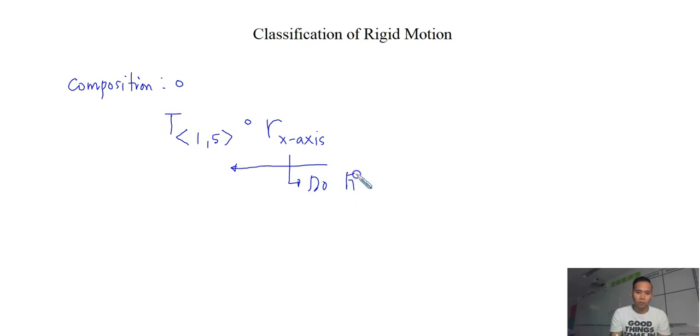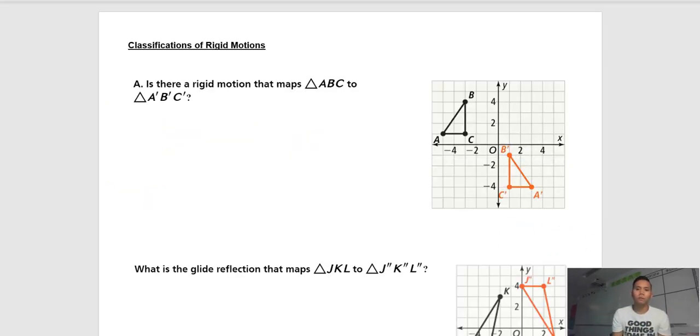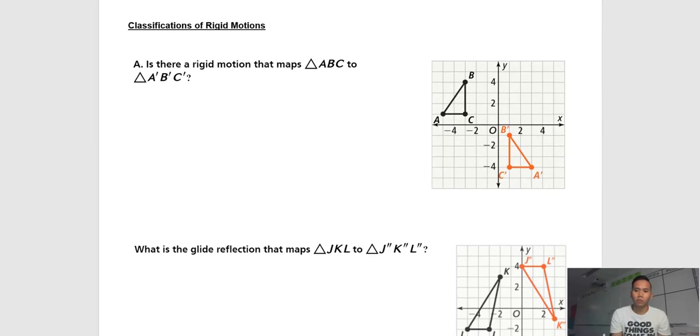So again, you have to do this first, and then, sorry for my penmanship there, you do this second. This is the second thing you have to do. So it's like from right to left. Okay, so let's proceed with our first example. Classification of rigid motion. One is, of course, this will be composition.